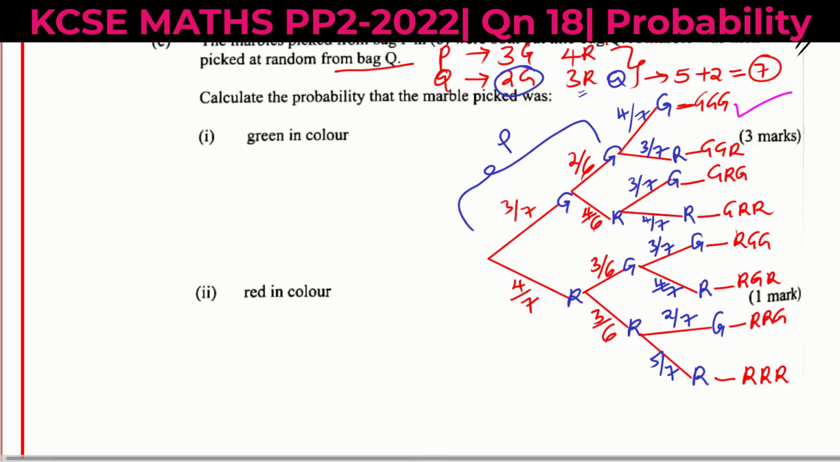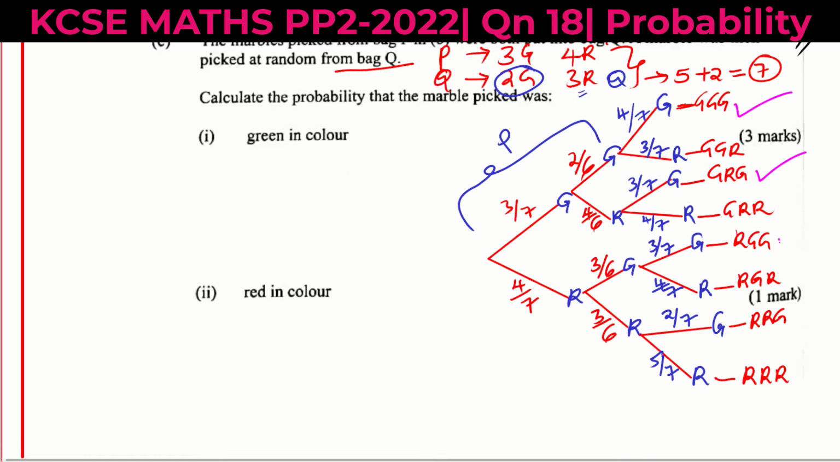Then green, green, red. This one is not included because you can see the last marble in bag Q is red. The other one is this. You can see green, red, green. Green and red, that is from P. The one that is representing the marble in Q is the last one, green. So that one is also included, you have green.